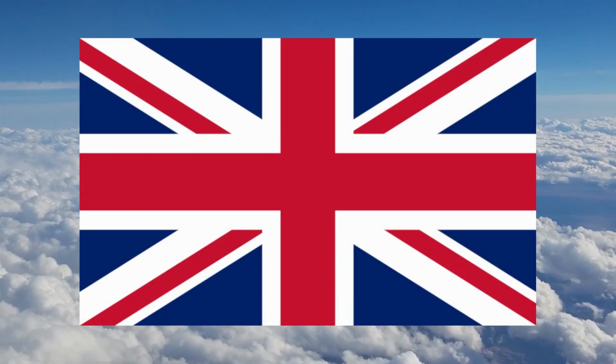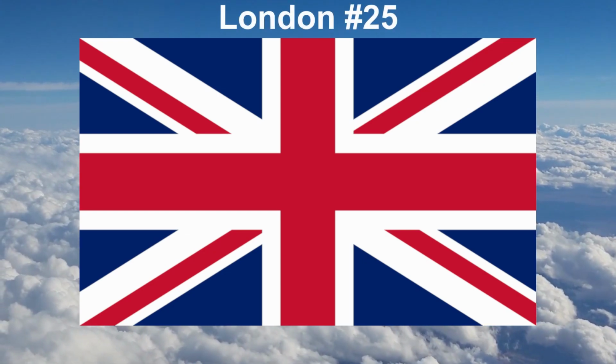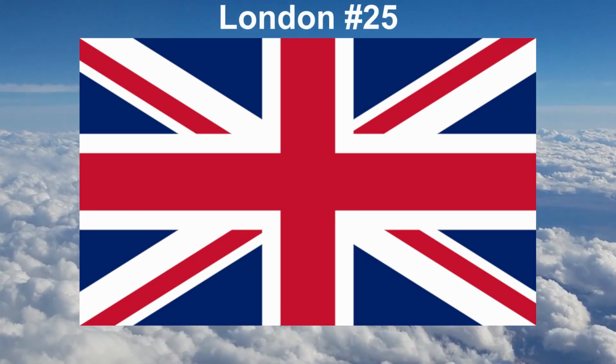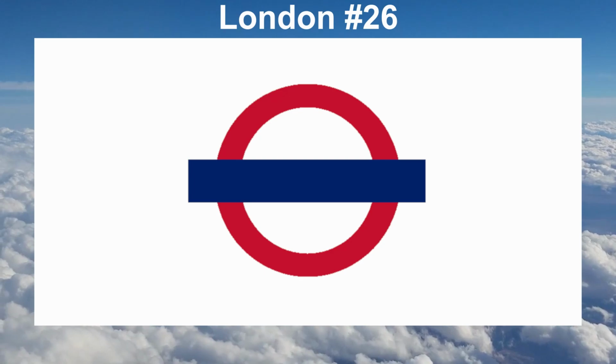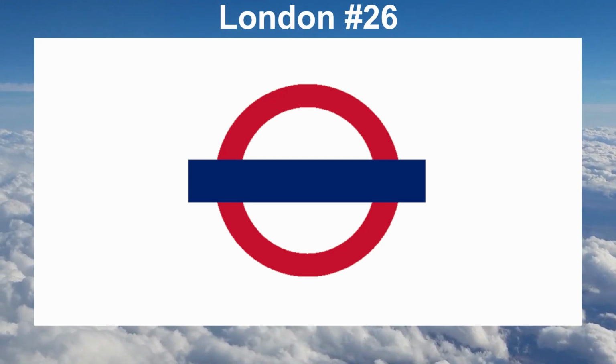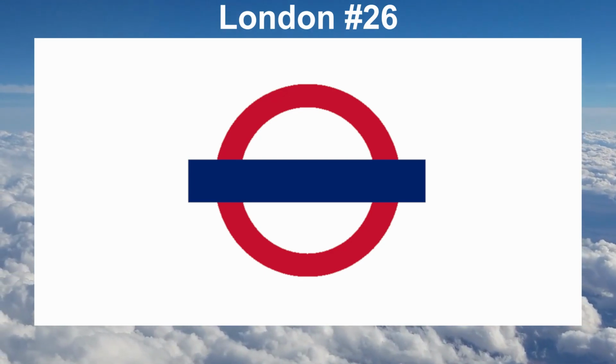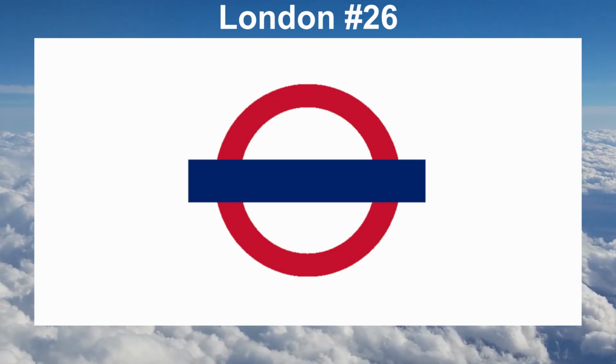Next is entry 25. Blue stands for London, red stands for London, and white stands for polar bears. Here is entry 26, our final entry. The white symbolizes the coldness of the city. The blue represents the River Thames, as well as a simplified shape of Big Ben.